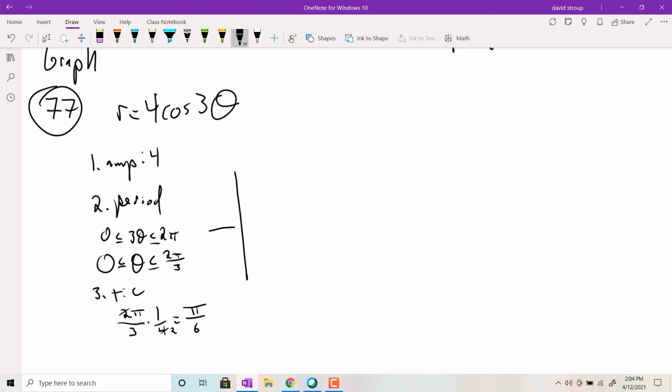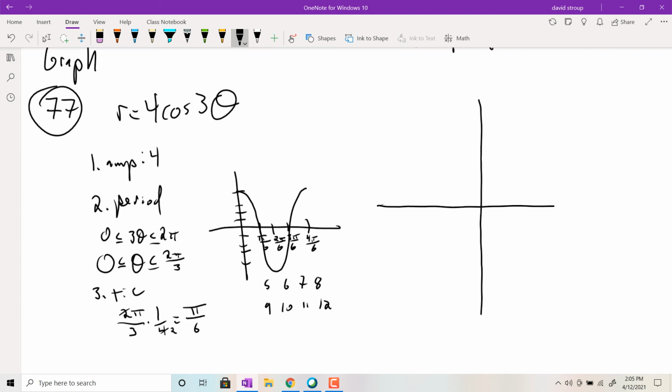And then I draw my little graph. 1, 2, 3, 4, 1, 2, 3, 4, 1, 2, 3, 4. By pi over 6's. Depending on how many I need, I'll go out to 12: 5, 6, 7, 8, 9, 10, 11, 12. And it's a cosine, so I'm starting at 4, diving down, and then diving back up. Okay, then I need to go over to my xy plane. Okay, officially this one was theta r plane.